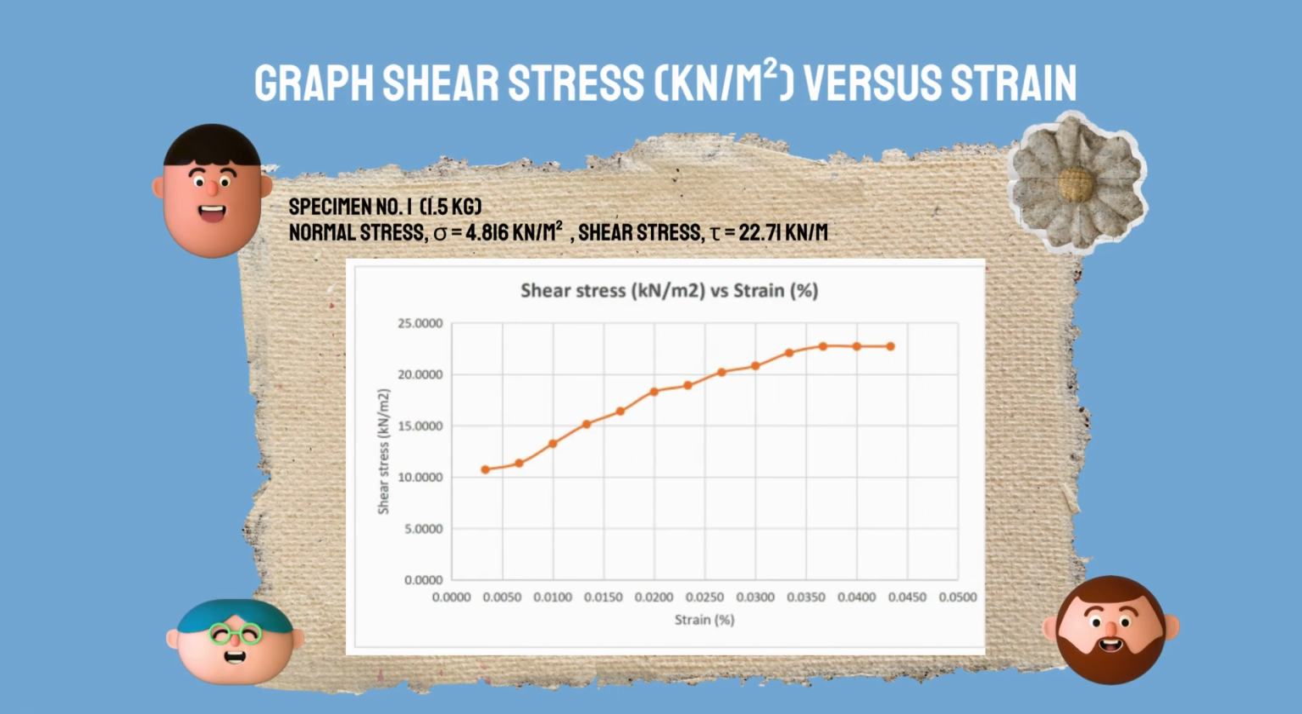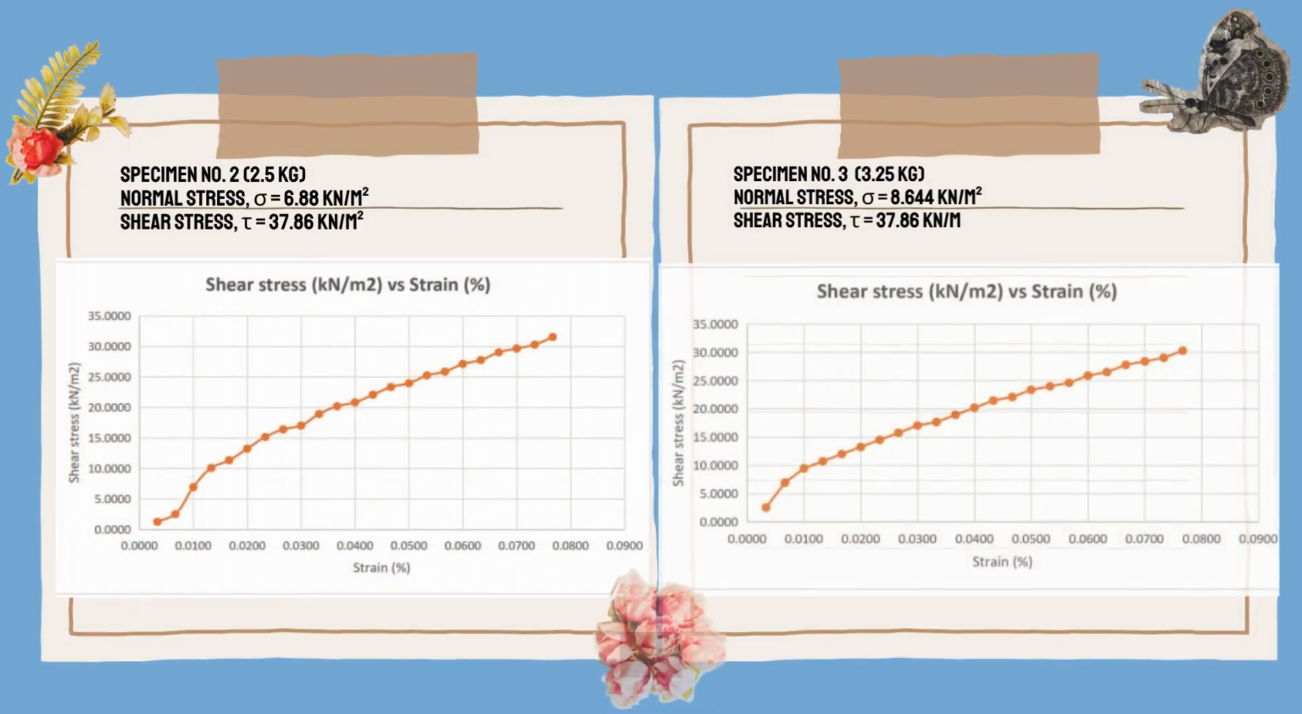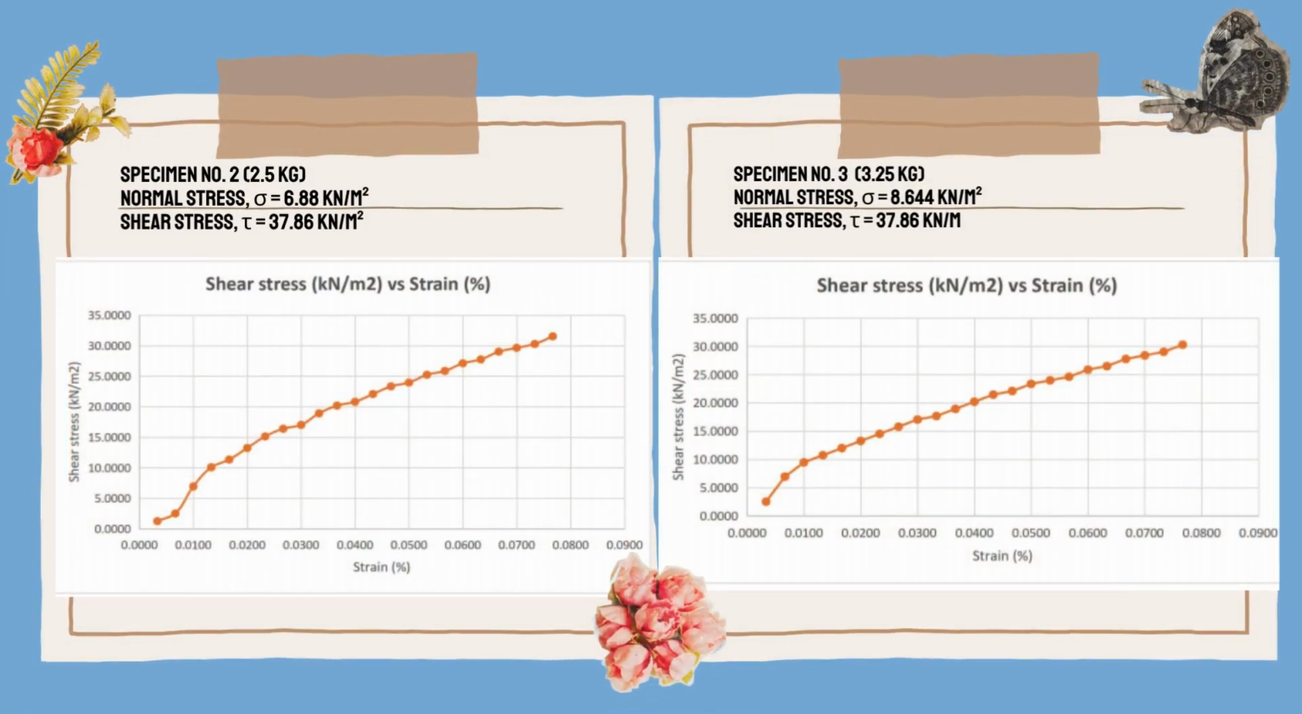This is the graph of shear stress versus strain value for specimen 1. In this graph, we could see that the normal stress is 4.816 kN per square meter with a shear stress of 22.71 kN per square meter. Next, we could see that specimen number 2 and number 3 have different normal stress, with the value of 6.88 kN per square meter for specimen number 2 and 8.644 kN per square meter for specimen number 3, but both of them have the same shear stress value of 37.86 kN per square meter.